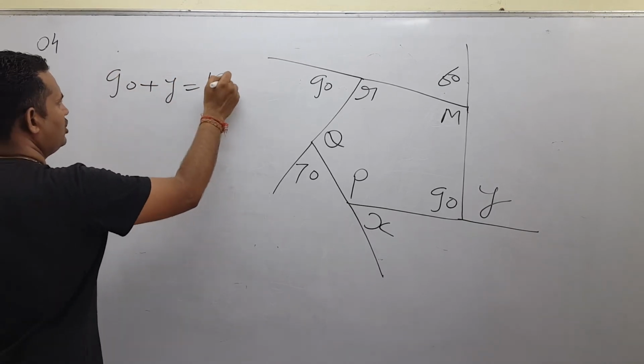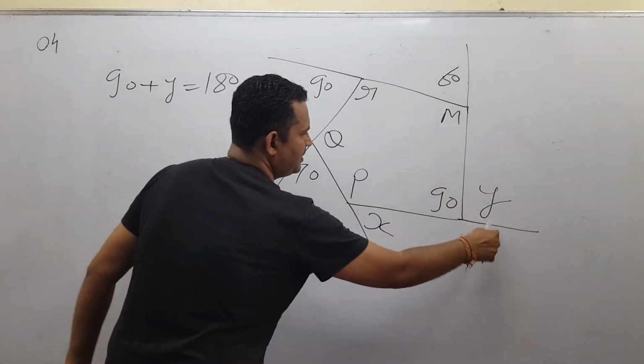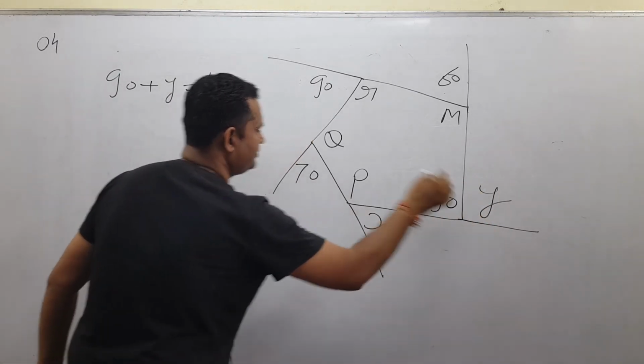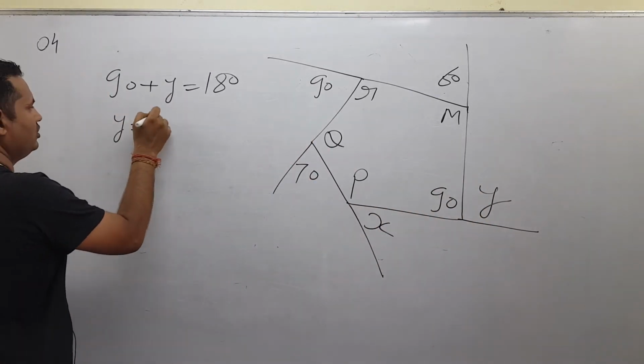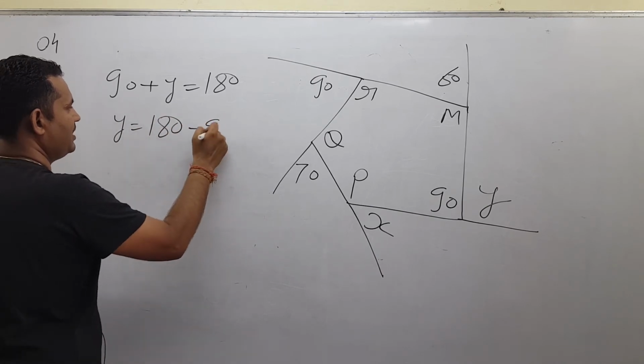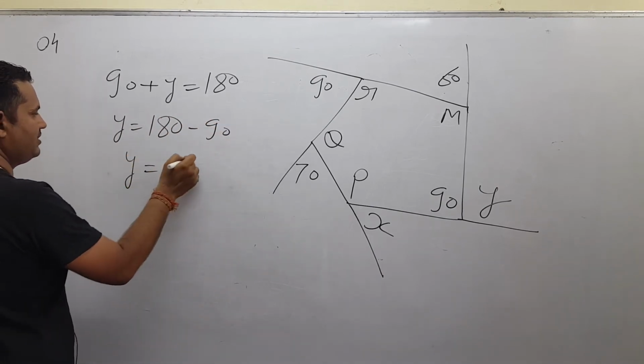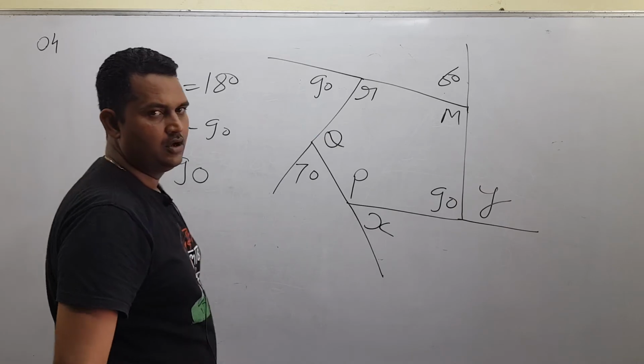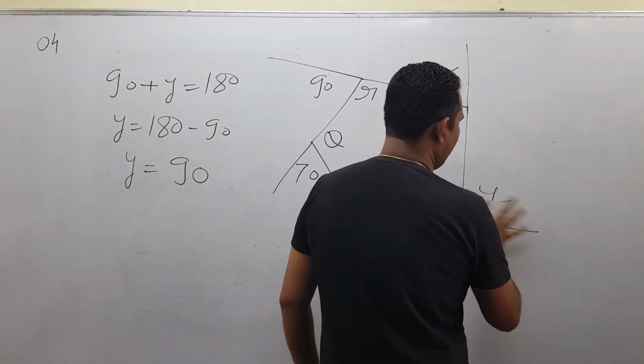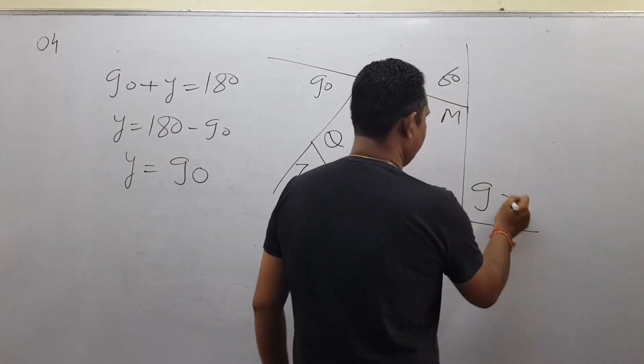90 plus y is equal to 180. So y is equal to 180 minus 90. So y is equal to 90. Got it? So in place of y you will write 90.